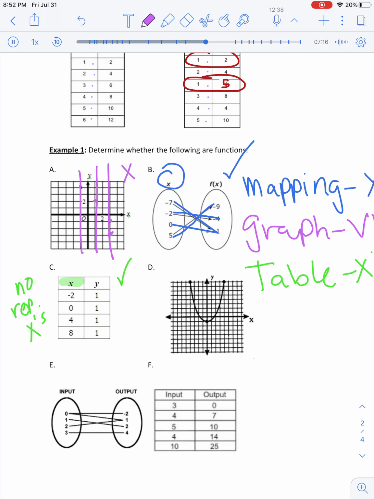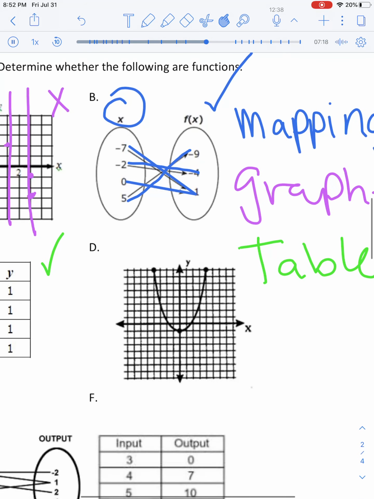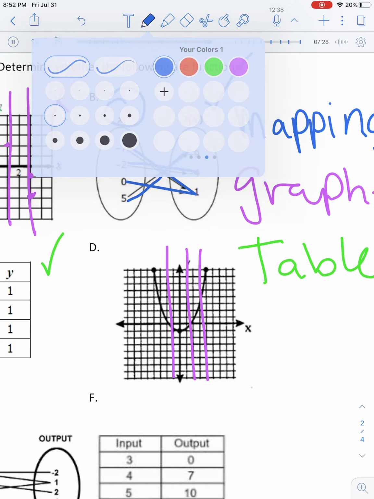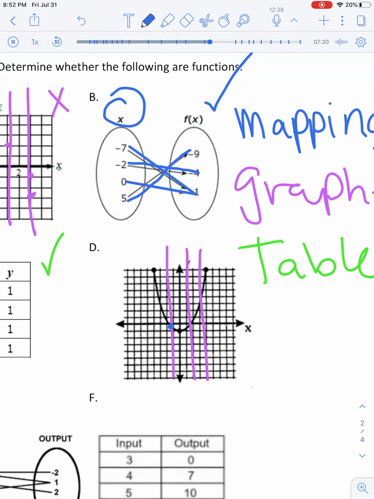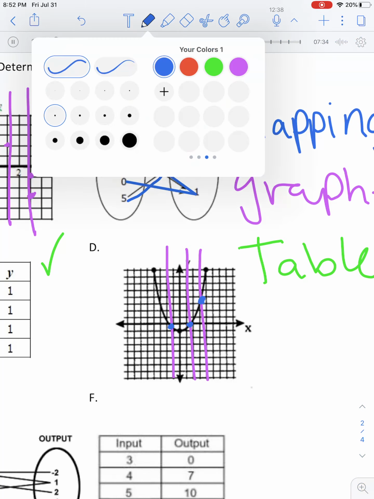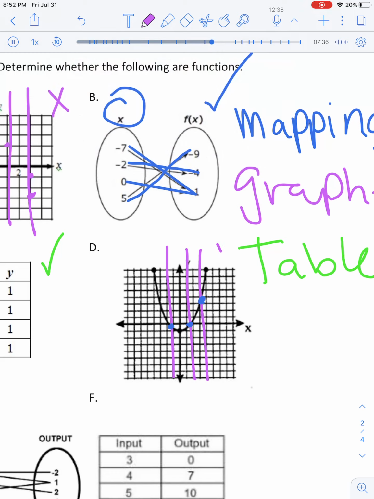Okay, we have another graph, so we need to do the vertical line test. I'm gonna draw several lines here. 1, 2, 3. Okay, does it touch our graph more than once on each line? Touches it once here, and once there. So it does not touch more than once, so this is, again, a function.